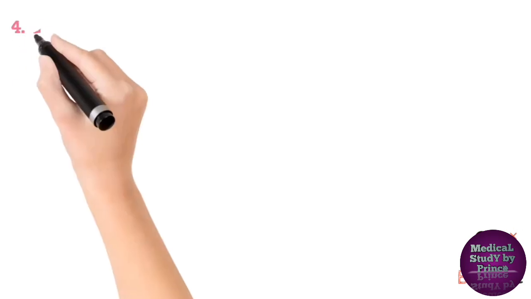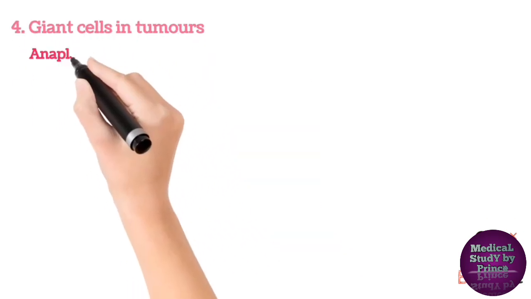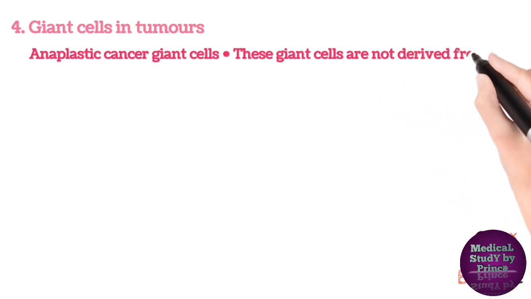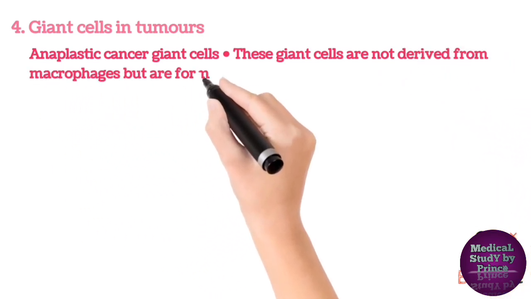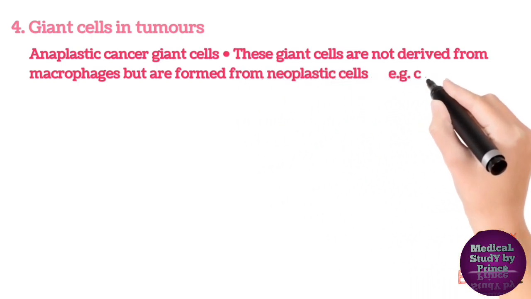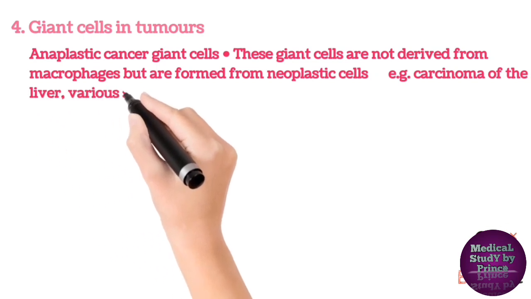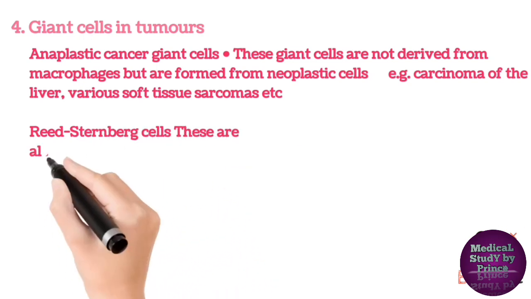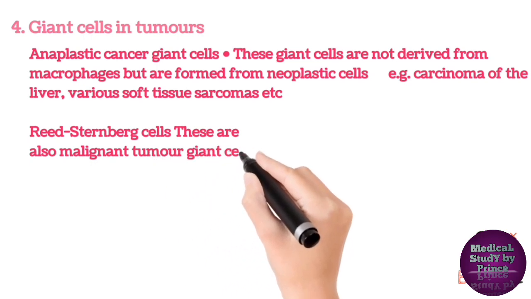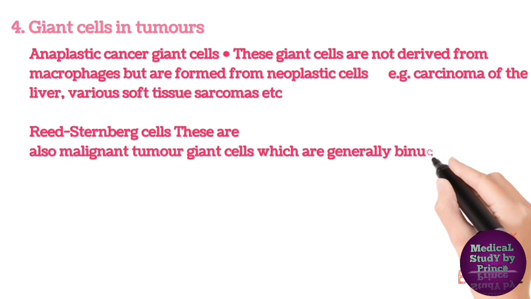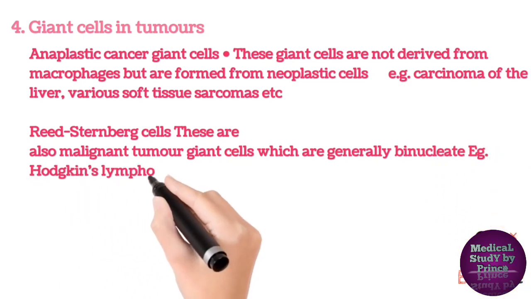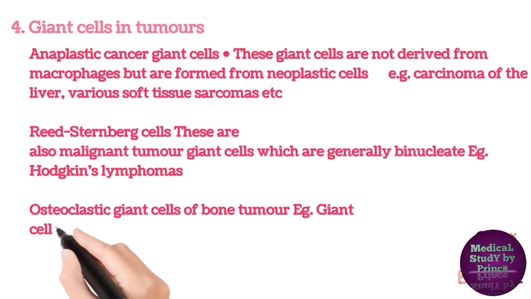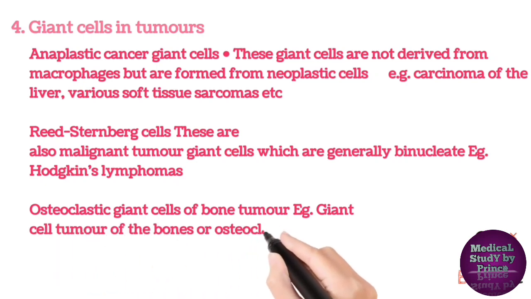Now let us see the giant cells in tumors. Anaplastic cancer giant cells. These giant cells are not derived from macrophages but are formed from neoplastic cells. Example: carcinoma of the liver, various soft tissue sarcomas. Reed-Sternberg cells. These are also malignant tumor giant cells which are generally binucleate. Example: Hodgkin's lymphomas. Osteoclastic giant cells of bone tumor. Example: giant cell tumor of bone or osteoclastoma.